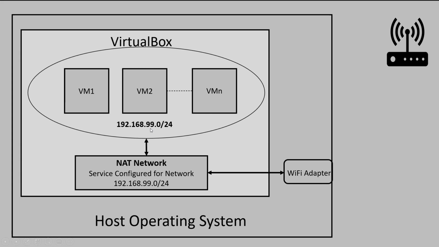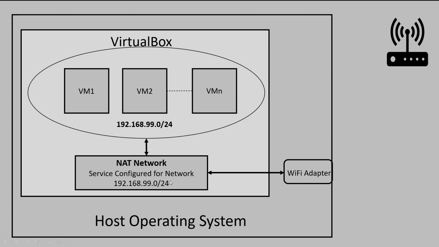Now how can we make these VMs communicate to the outside world? We'll use the NAT network service of VirtualBox. So first of all, I will explain a bit about NAT. NAT stands for Network Address Translation. So what does this service do? The NAT service maps internal IP addresses, which are normally non-routable IP addresses, to external IP addresses which are public or routable IP addresses to make communication possible to the outside world.